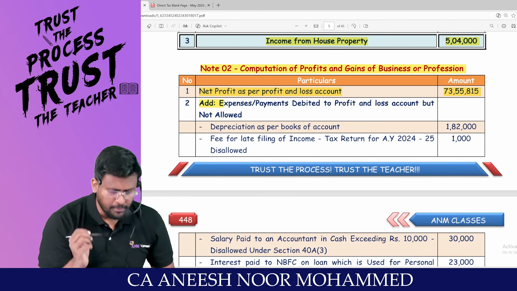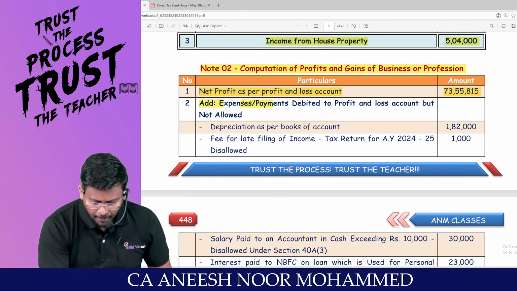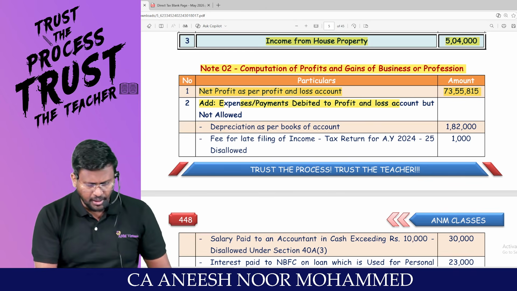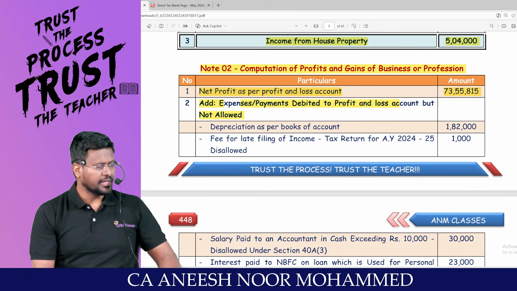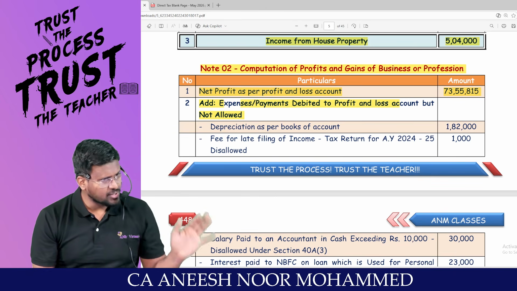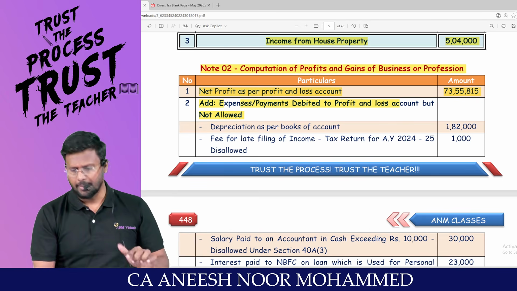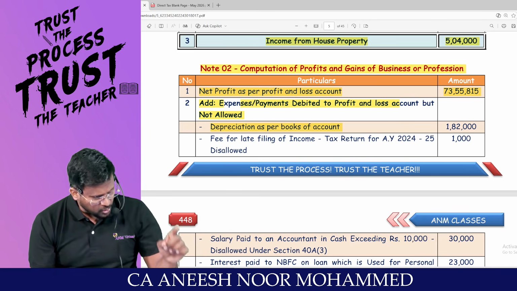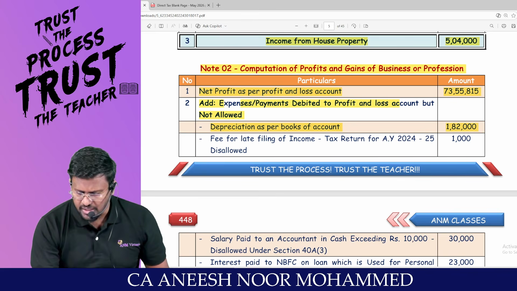This carries 1 mark. Expenses or payments debited to P&L. That means these items are debited to P&L but not allowed, so they have to be added back. Number 1, depreciation as per books of accounts. As per books, 1,82,000 is the depreciation.